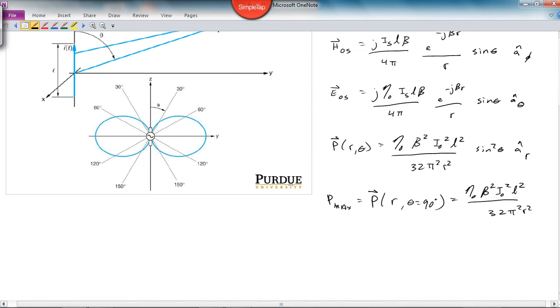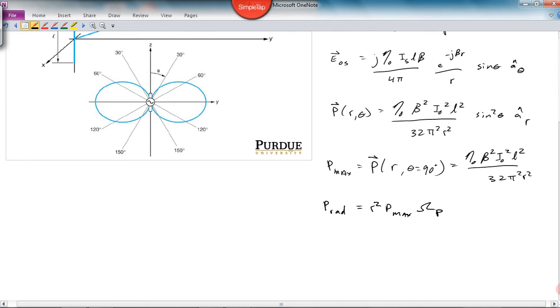Total radiated power from the antenna can be found using pattern solid angle. And for the total power radiated by the antenna, we showed before that the formula is R squared times P max times the pattern solid angle. So to solve this for the Hertzian dipole, we first have to figure out what the pattern solid angle is. Pattern solid angle is given by the integral from 0 to 2 pi, integral from 0 to pi of the normalized power. And then we take that and we integrate across a solid angle.